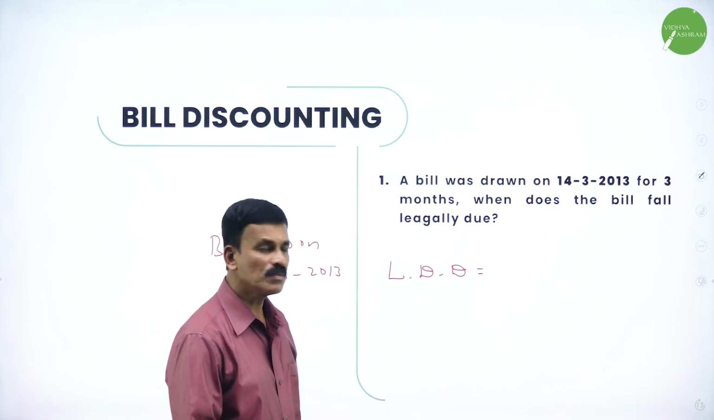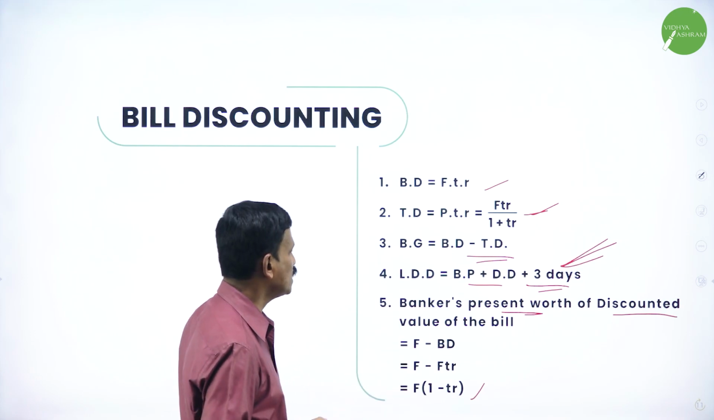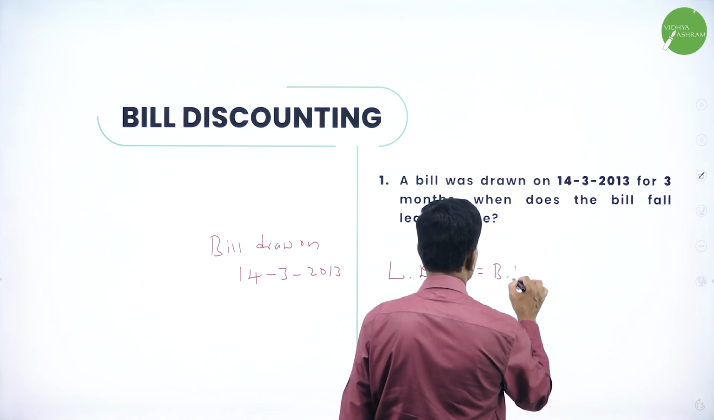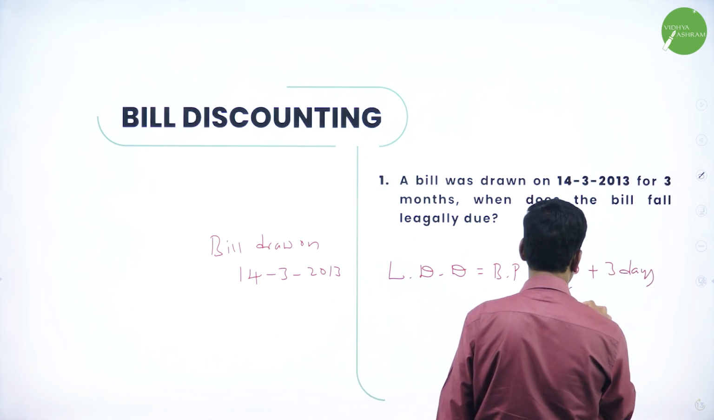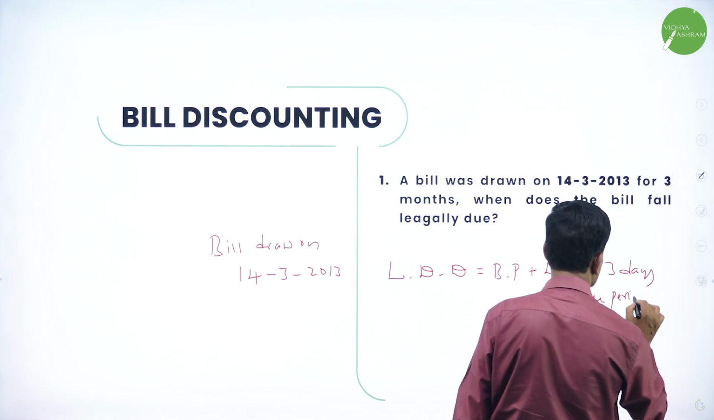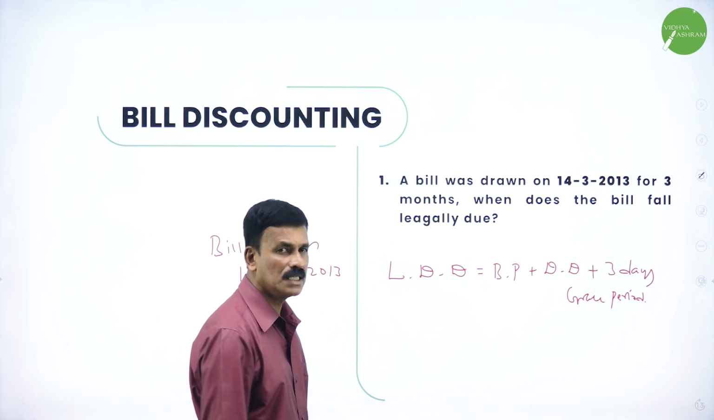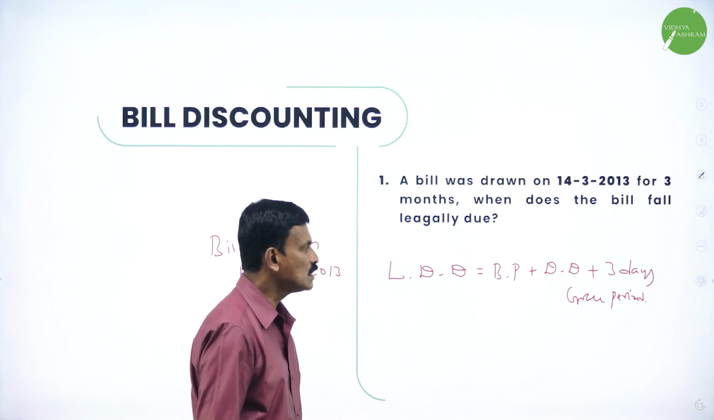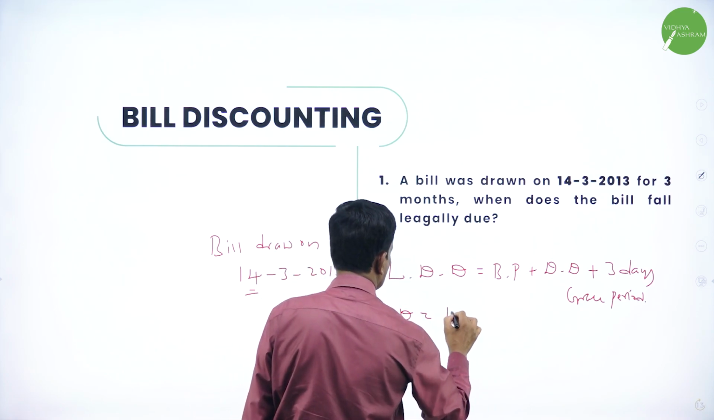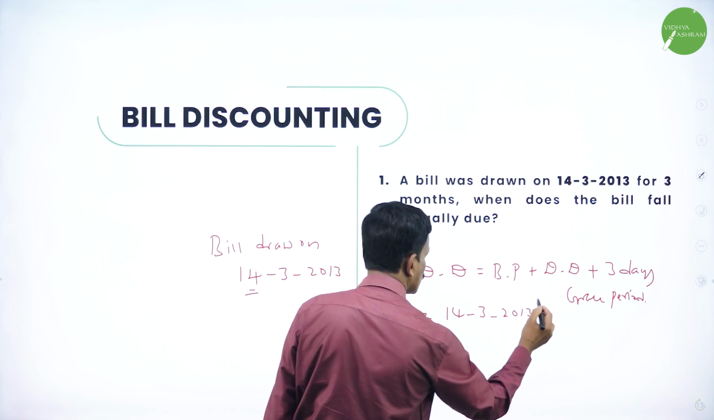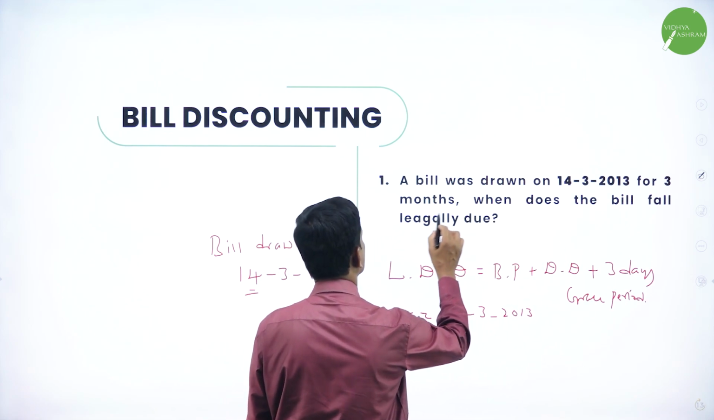So, right. Now, what is the formula for LDD? LDD is nothing but BP plus DD plus a grace period of 3 days. This is the formula for the legal due date. LDD is equal to BP plus DD plus 3 days of grace period, right? Now, just write down the drawn date. Drawn date is equal to 14/3/2013. So, what is the bill period? The bill is for 3 months.